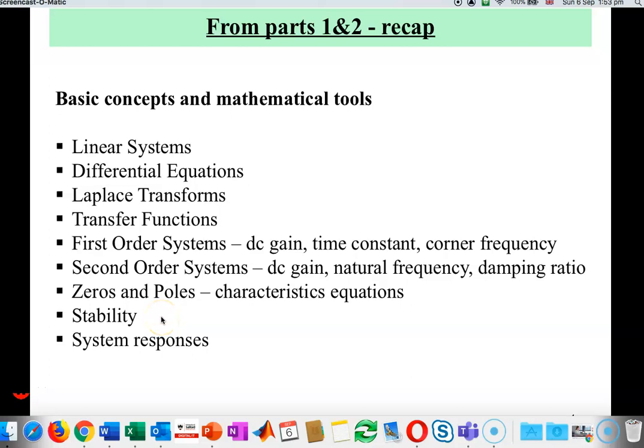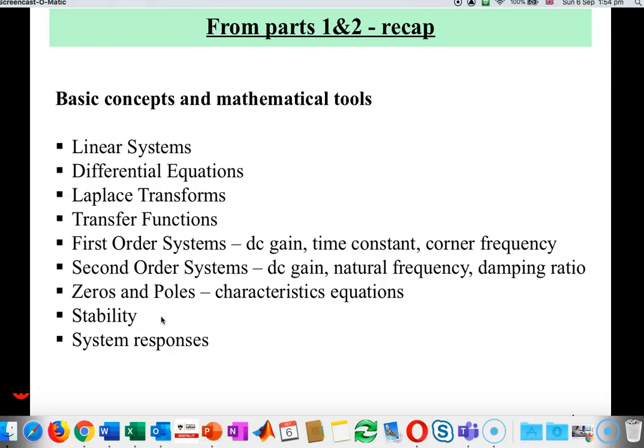Just a recap of what we have done so far before we carry on. We covered a number of topics. We discussed linear systems and their mathematical representations in differential equations. We also discussed Laplace transforms and how to use them to find transfer functions from differential equations that define the relationship between the input and output of a dynamic system in frequency domain.